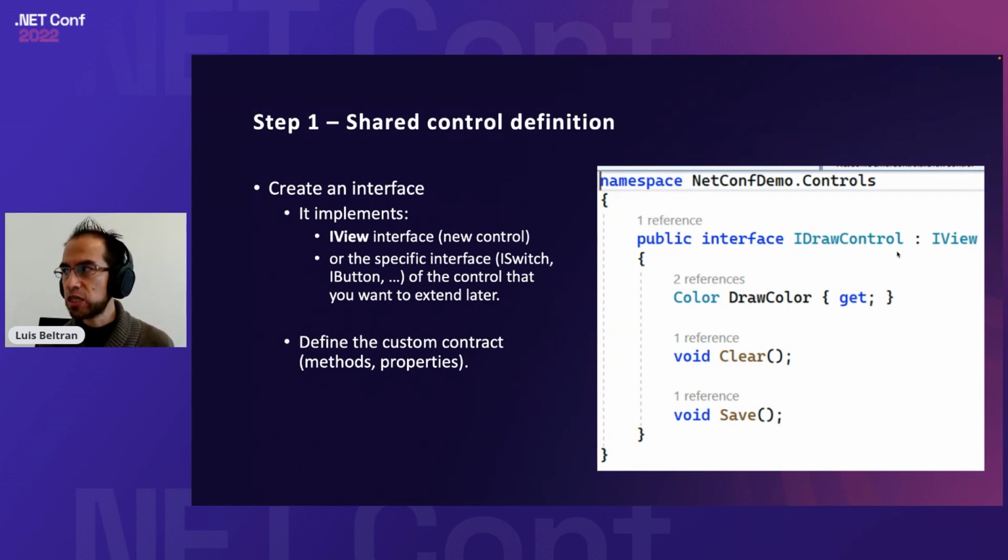So in this case, we define one property, which is a color, draw color, and two methods. One to clear the area, and the second method to save the picture. But remember that this is just an interface, so we just define the contract, okay? In case you would like to actually extend the customization, extend the behavior or the appearance of some control, instead of IView, you will implement the specific interface like IButton, IEntry, or others, okay?